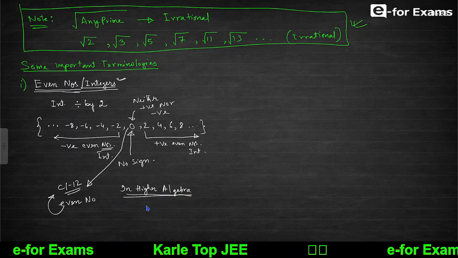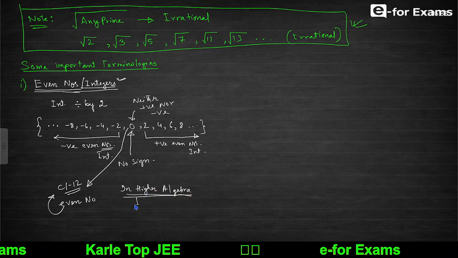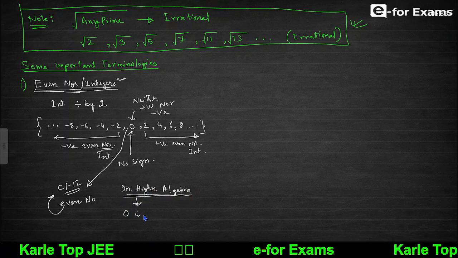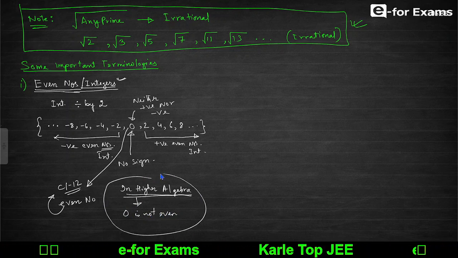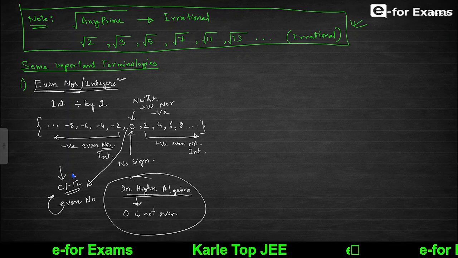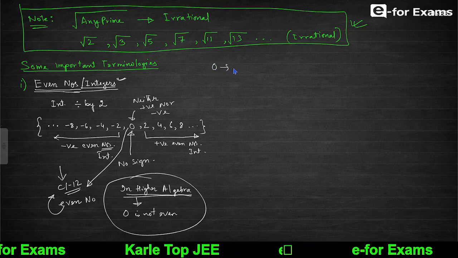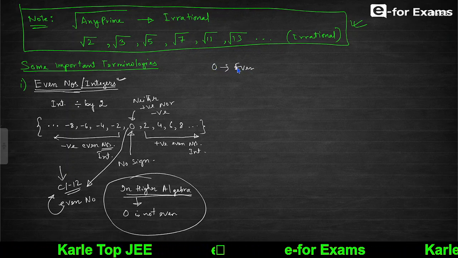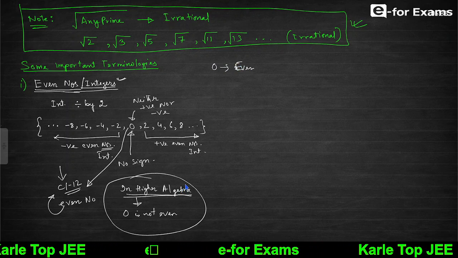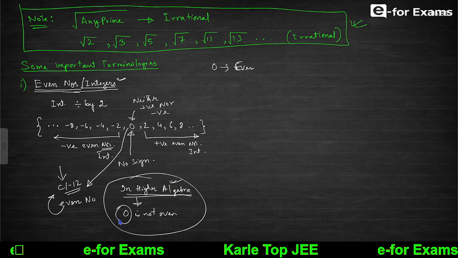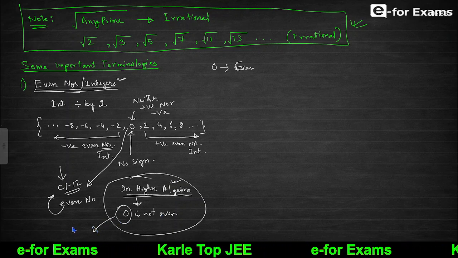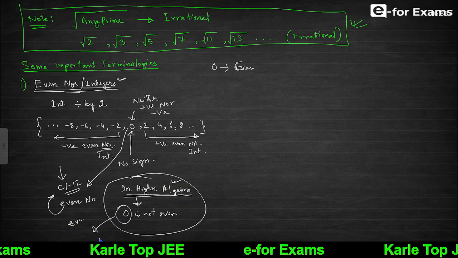In higher mathematics and algebra, 0 is not even. Just remember this. But up to class 12, we are going to consider 0 as even. When you go for further research in higher algebra, 0 is disputed. Some people consider it as even, some not.